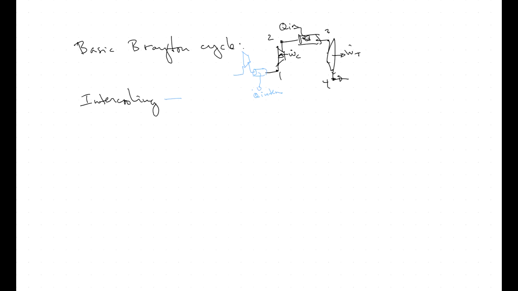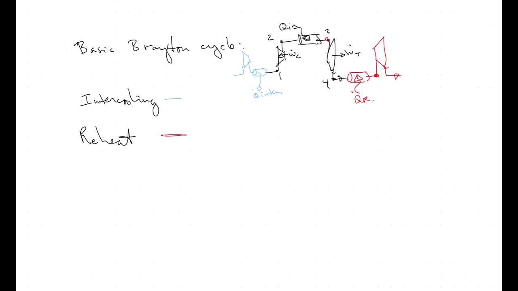We'll also look at reheat. Here I'm going to color in red. Our first turbine has a lower pressure ratio, and then we add heat back in. This will be Q dot reheat, and then we expand again. So now we have two turbines with a lower pressure ratio across each, but we add heat back in to bring the temperature out of here back up to our maximum temperature, and then we expand again. So that's our reheat cycle.